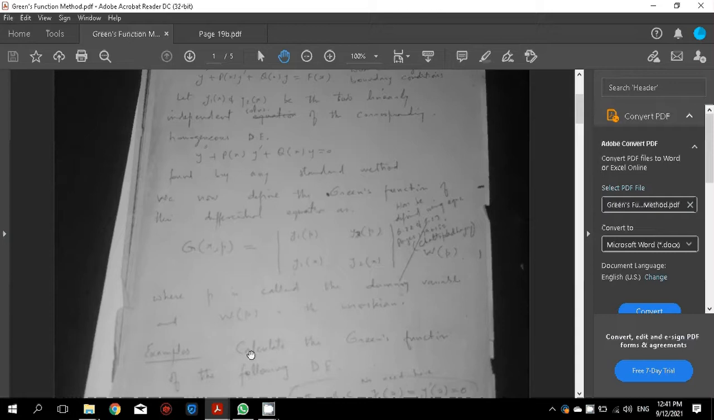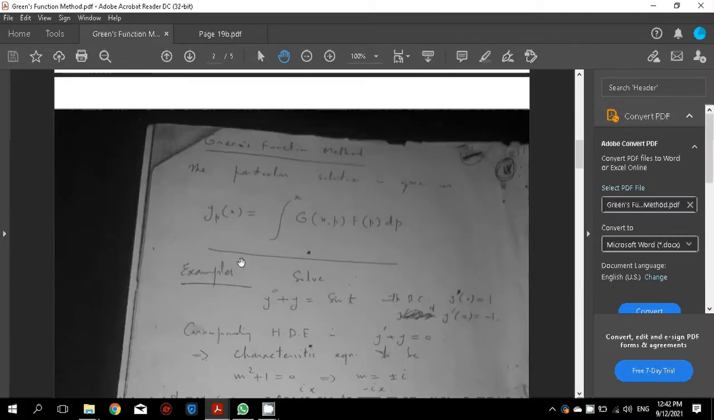Following this, we have calculated the Green's function for a few of the differential equations. But once you find this Green's function, you can write the solution of the non-homogeneous part, that is the particular integral yp(x), as the integral with upper limit x of G(x,p) f(p) dp. So you must remember these two formulae: one is the solution and the other is the equation as defined by the Green's function.